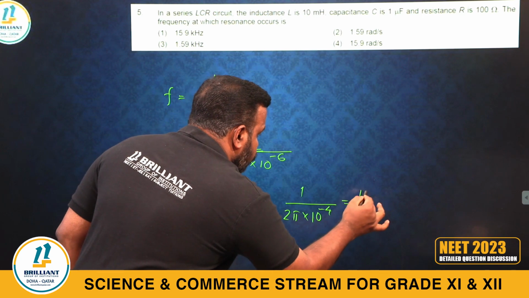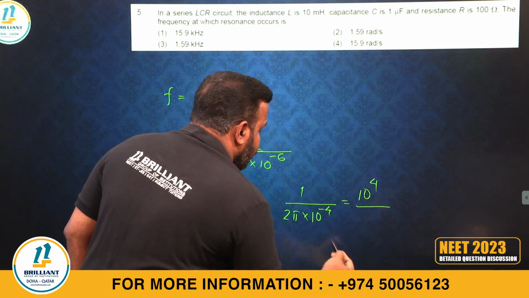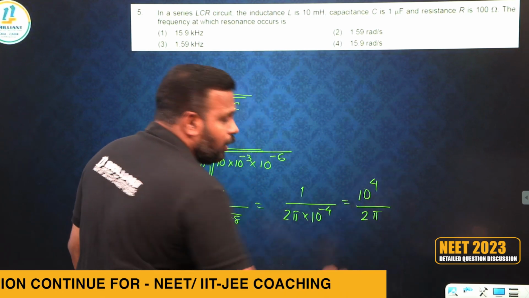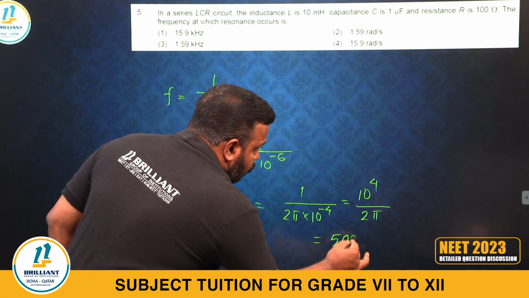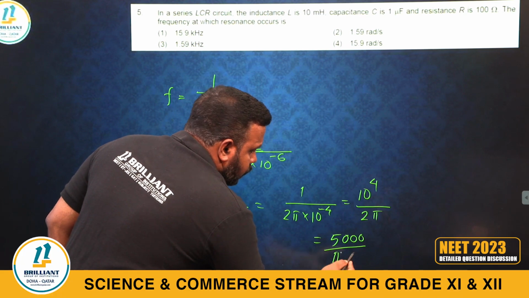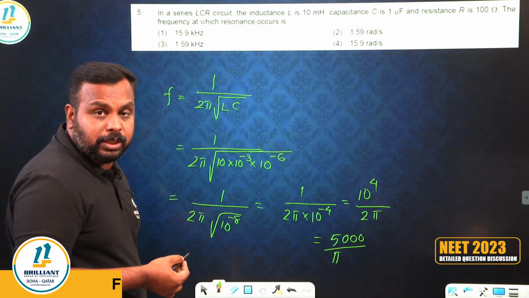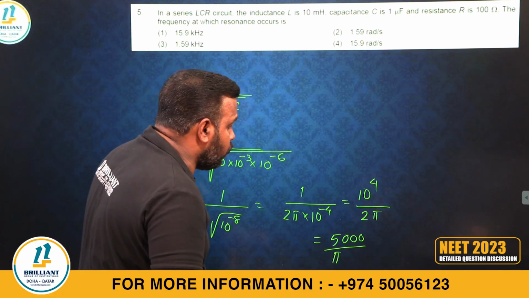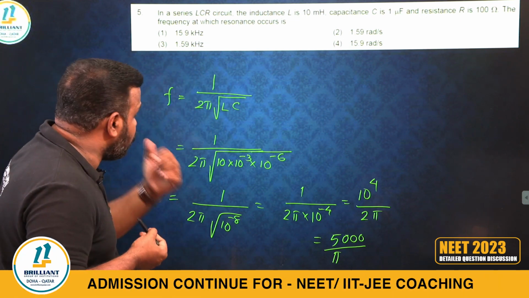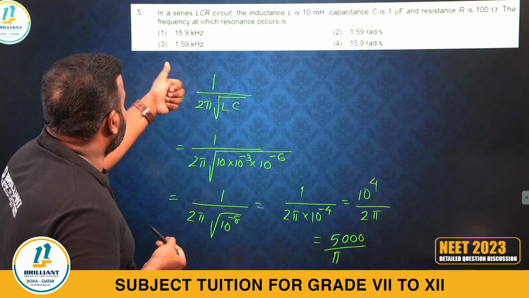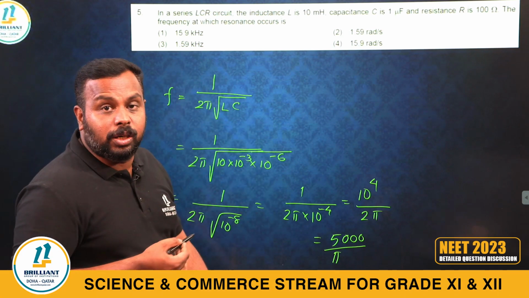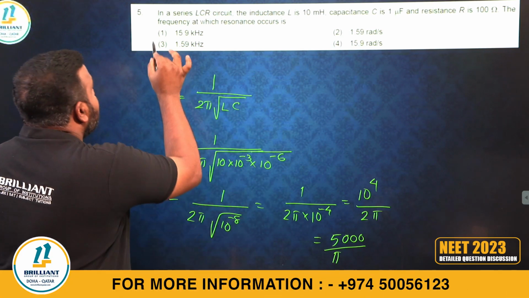So this will go up. We get 10 raised to 4 divided by 2 pi. 10 raised to 4 is 10,000. 10,000 by 2, 5,000. So 5,000 divided by pi, which means it is 5 by pi into 1000. 5 by pi, 5 by 3.14 into 1000. So it will be around 5 by 3, 1.5 something. So you can see 1.59 kilohertz will be the answer.